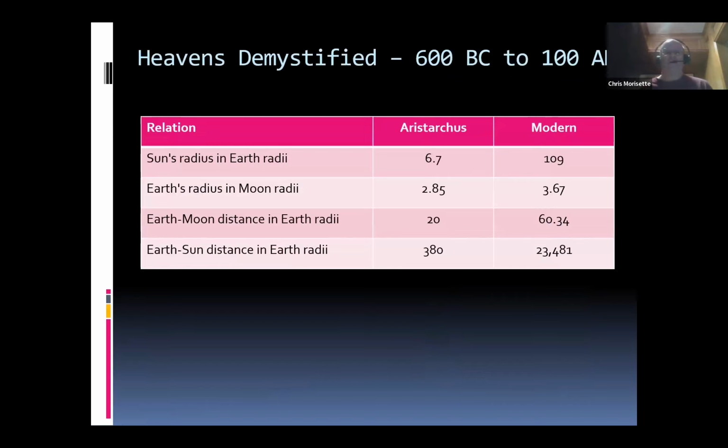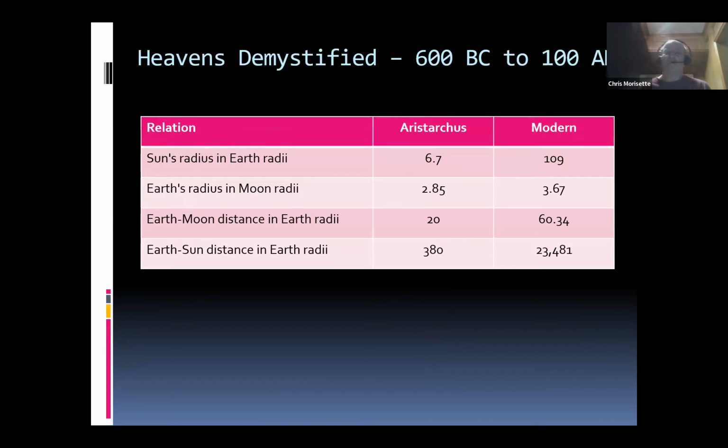So here are the dimensions that Aristarchus came up with. And you can see when he calculates, for example, the Earth Moon distance down here on the third line, he's off by a factor of three, and even more so with the Earth Sun distance. But that's not bad, considering what he had to work with. He was doing all these observations naked eye. Any kind of instruments that he was using were very crude. So the fact that he got that close, I thought was pretty amazing.